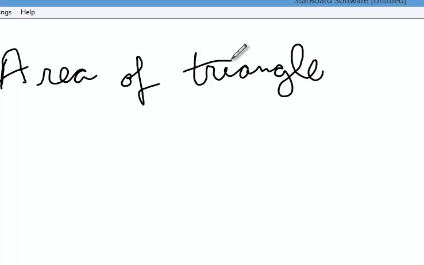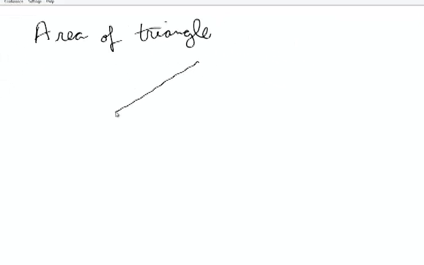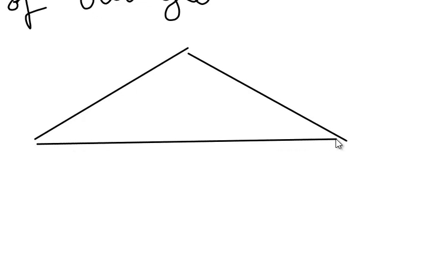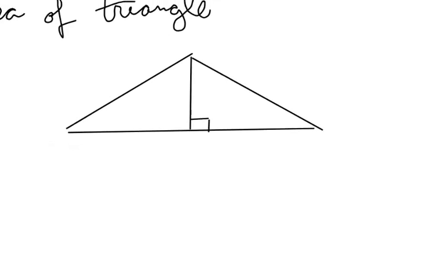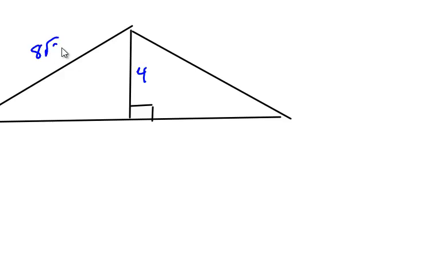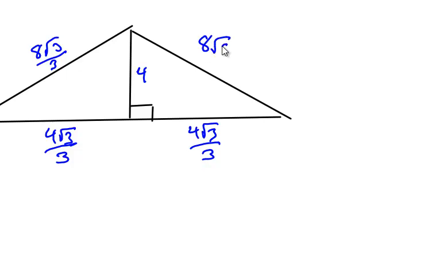Well, we had that nice big triangle to begin with on the front side that we knew what it looked like. Okay? And we knew that this was 4, and we found that this side was 8 square root of 3 over 3. This was 4 square root of 3 over 3. This is 4 square root of 3 over 3. And this is 8 square root of 3 over 3.